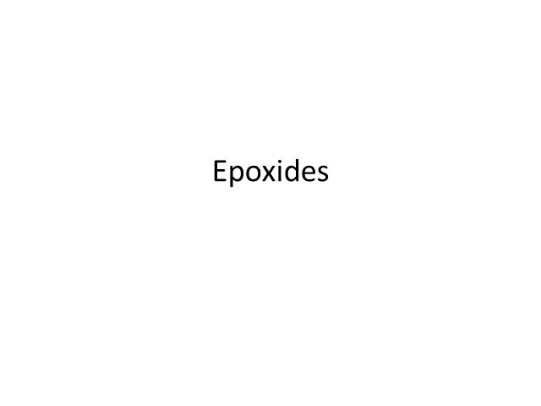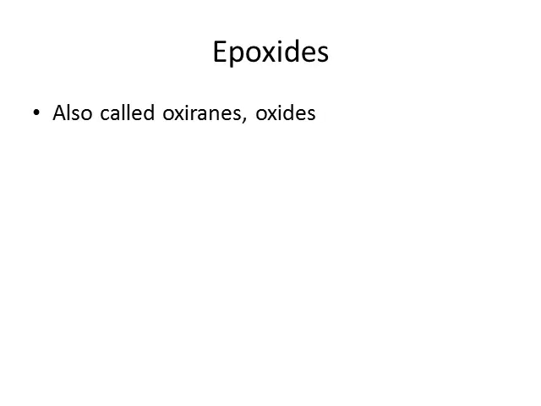Hi, welcome to Organic Chemistry. Here we're going to talk about epoxides. Epoxides, also called oxiranes and oxides, are functional groups that involve a three-membered ring of carbon, carbon, and oxygen.